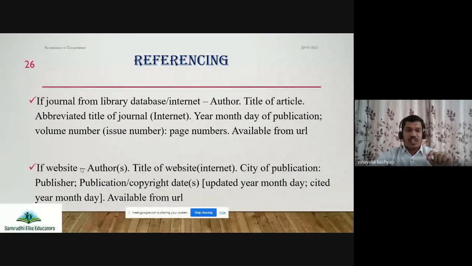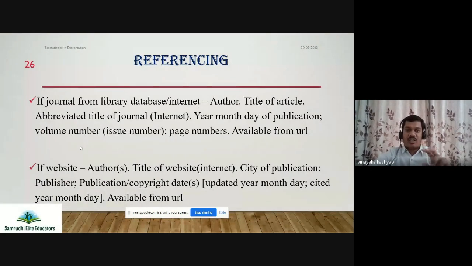Then if it is a website, again you can just write the author name, then the title of the website or the internet source, then the city of publication, who the publisher was, then the copyright date, then the updated year, month and day, cited, and also available from the URL link. So usually this is how we do the referencing. This is the Vancouver style of referencing.